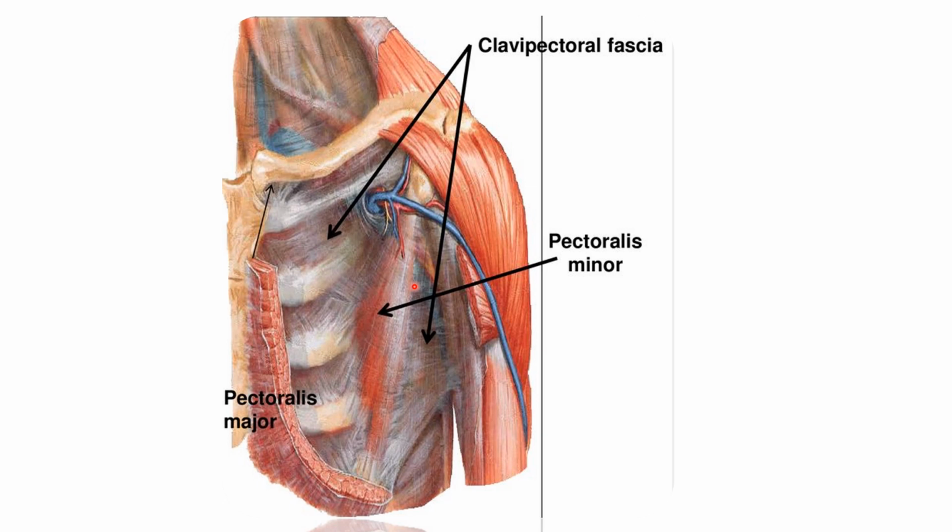Below, this fascia extends downwards and splits into two, enclosing the pectoralis minor muscle. It then reunites at the lower border of the pectoralis minor and is attached to the axillary fascia, forming the suspensory ligament of axilla. This makes the hollow of the armpit.